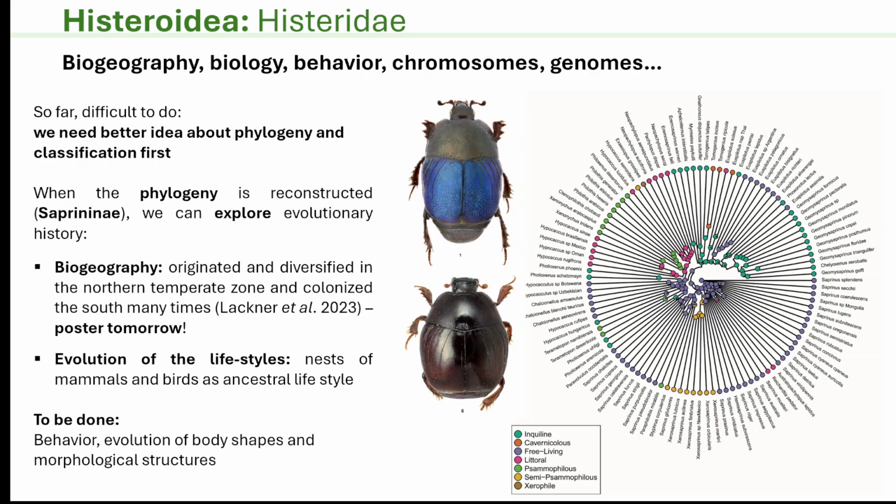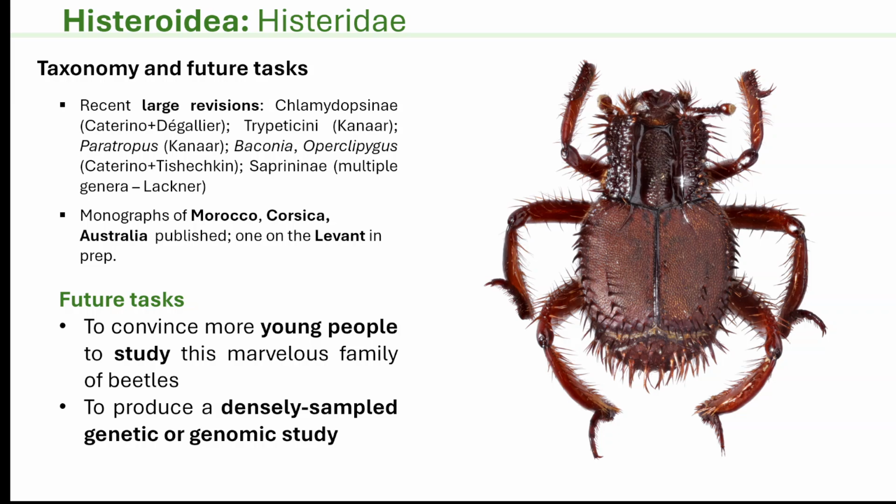Naturally, we need to do much more. We need to study behavior, evolution of body shapes, evolution of morphological structures. But for all that, we would first need a much better idea about phylogenetics. For what to do in the future, what is really well done and progressing well is the taxonomy. There are many large revisions already published or in preparation, and many very active workers worldwide working on taxonomy and systematics of these lineages. In this, histerids are a very cool group. There are also some monographs for larger regions like Morocco, Corsica, Australia, the Levant, and so on. But we still need more, naturally.